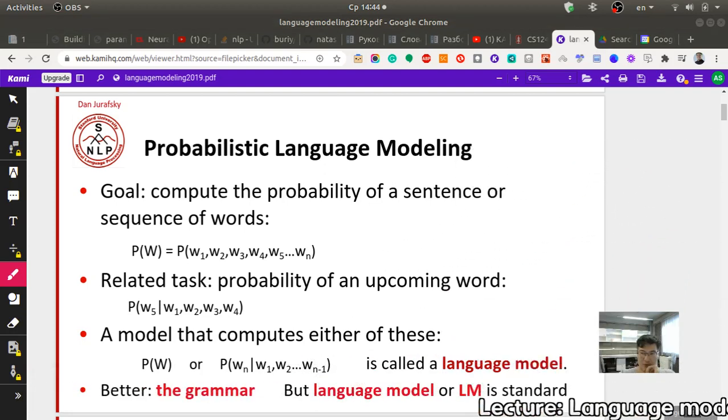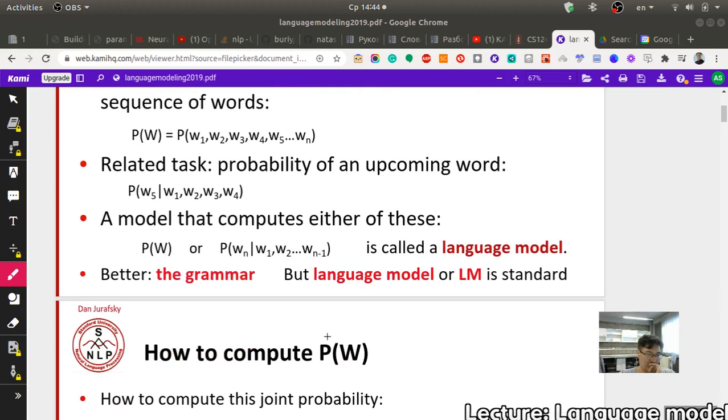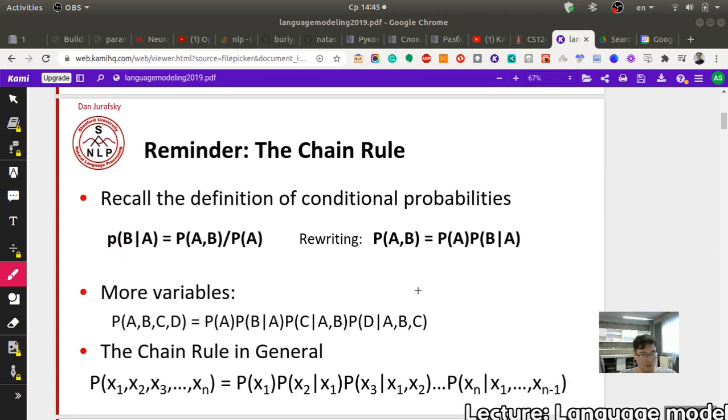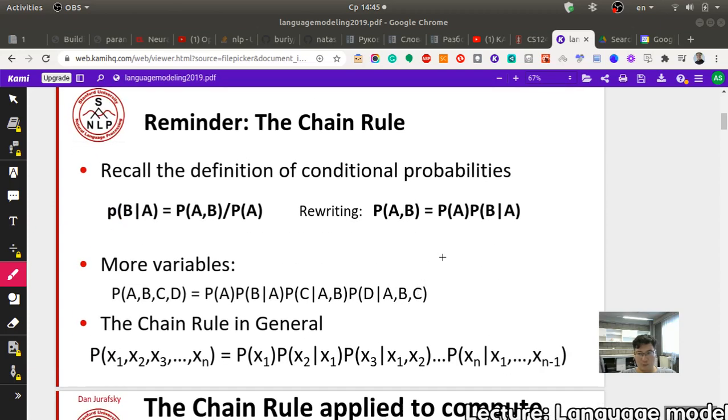A model that computes either of these is called a language model, or informally the grammar. Now, how to compute the joint probability? For example, we have this sentence: "its water is so transparent that". The task is how to find its probability. We can use the chain rule from probability, which you may remember.